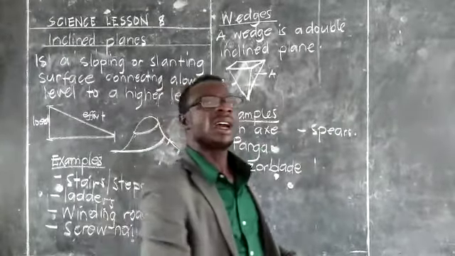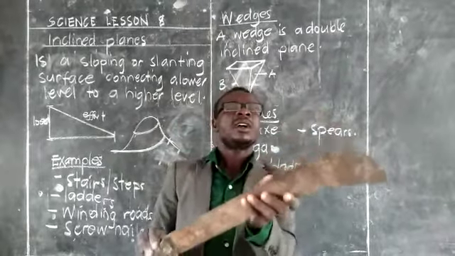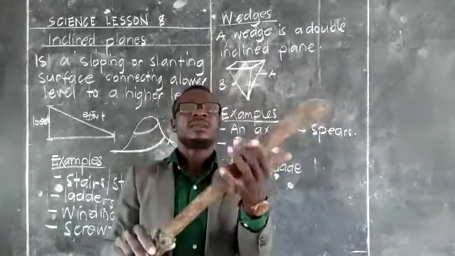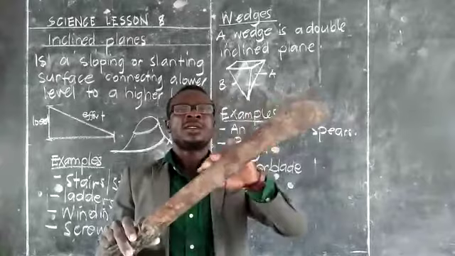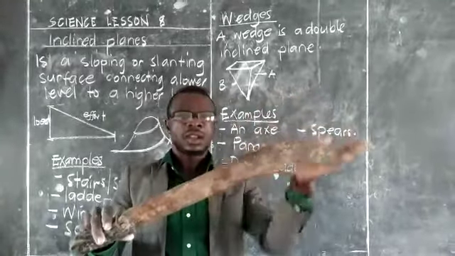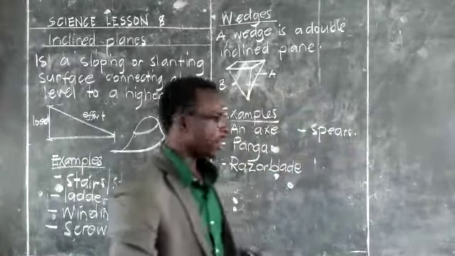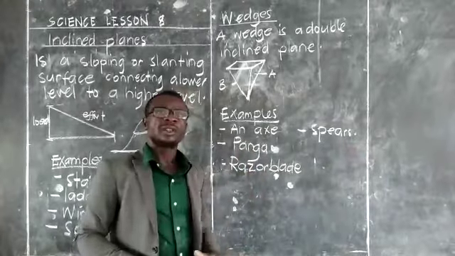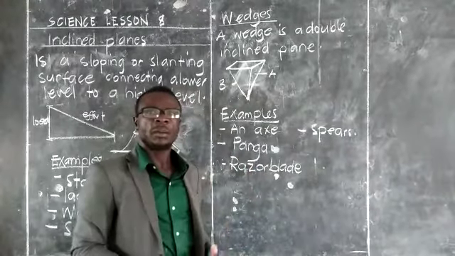There are other similar objects that have the same kind of edges, like this. We refer to them as wedges. You can mention many of them.